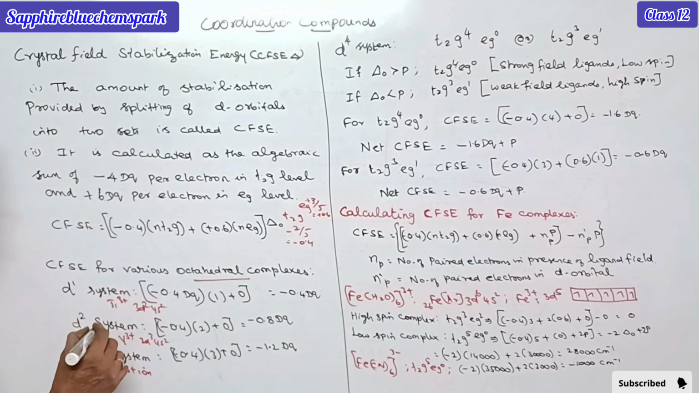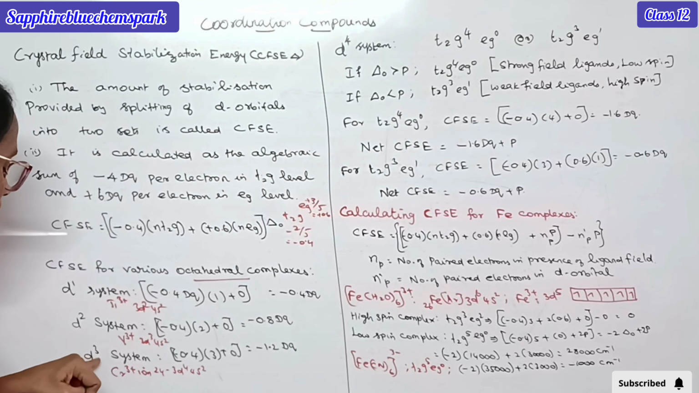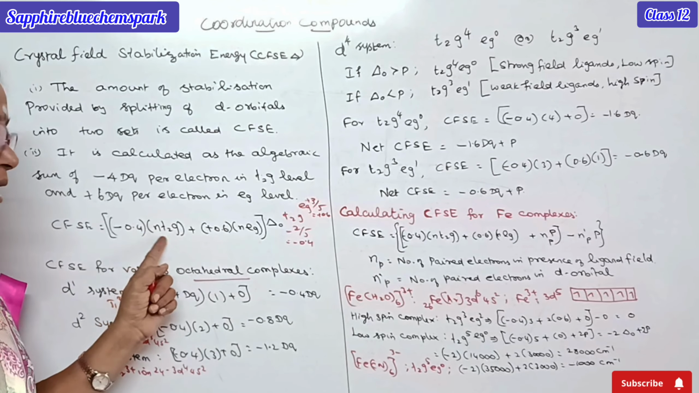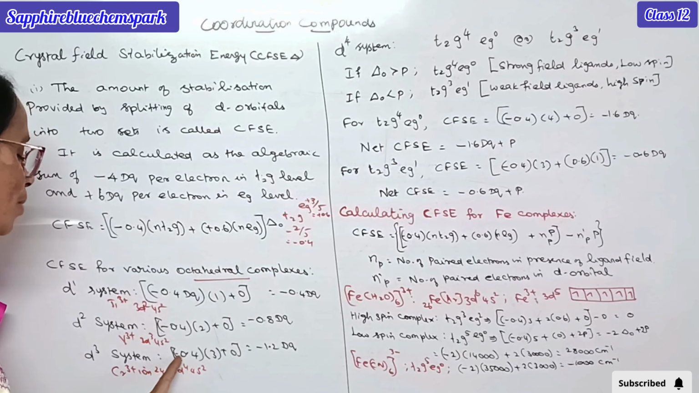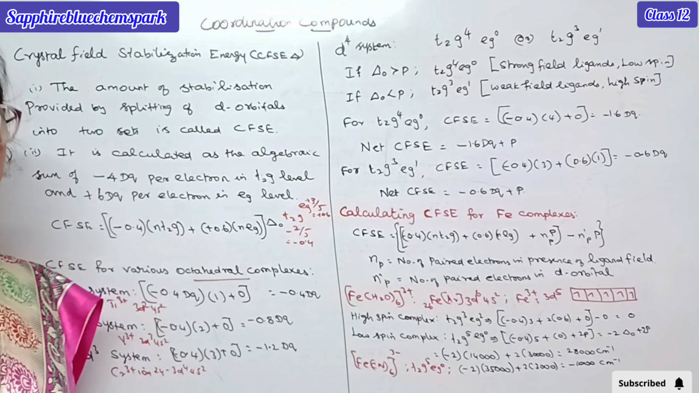For the d3 system, we can take the chromium 3 plus ion. Chromium has atomic number 24, which can be written as 3d4 4s2. When we lose the 3 electrons, it becomes a d3 system. Here they have 3 electrons, so all the 3 electrons should enter the t2g orbitals. So it becomes 3 into minus 0.4, equal to minus 1.2 Δo.